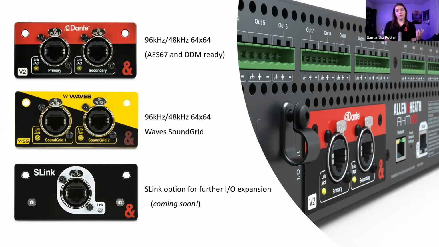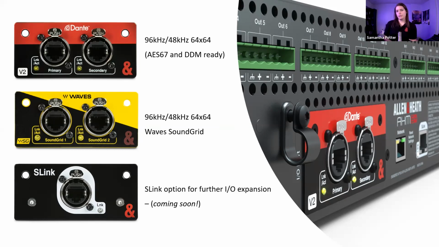But we also have Waves SoundGrid, and the same deal. It can run 64 by 64 at 96 or 48. Sometimes SoundGrid is an excellent option for many different projects, or they want to do lots and lots of multitracking, or they want to have certain effects on board. The Waves card is a great way to do that.